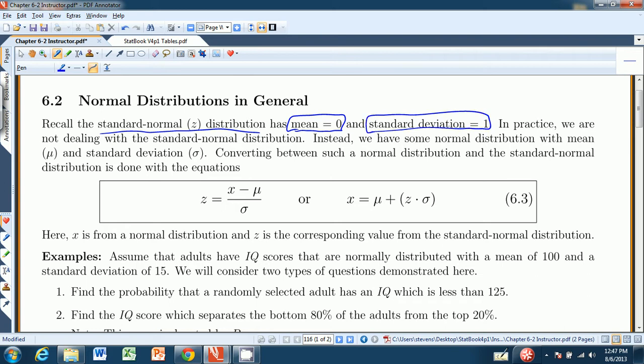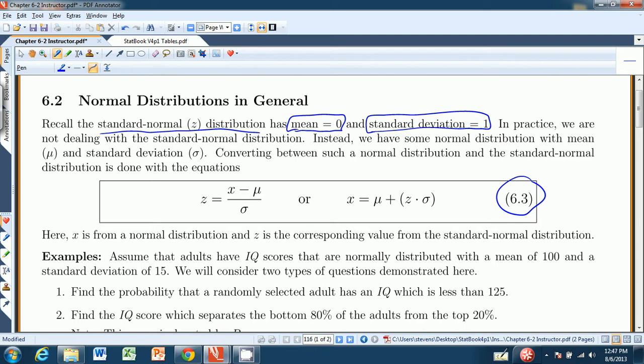In practice, though, we will be dealing with general normal distributions that have a different mean and a different standard deviation. But we don't have tables for every possible normal distribution, so what we do is we convert from, say, some normal distribution with variable x into the standard normal distribution with the variable z. And we go back and forth through these formulas in 6.3.